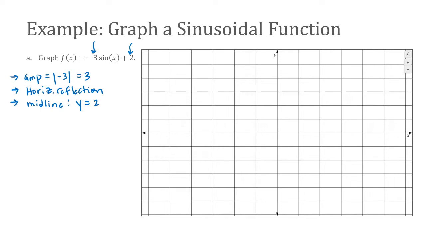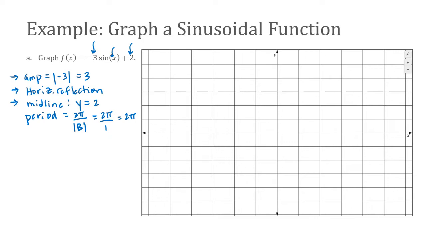Next step, identify the period. The period is equal to 2 pi over the absolute value of my b value. Now my b value in this case is the number inside the argument with the x, which is 1. So 2 pi divided by 1 is simply 2 pi. There is no negative sign inside that argument, and so that's what tells me there is no vertical reflection.